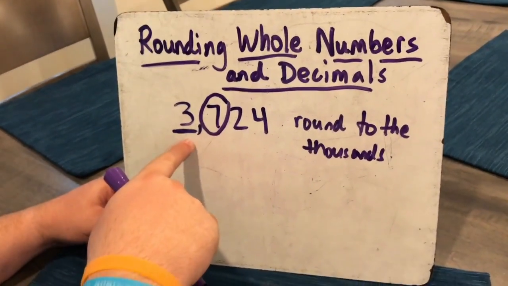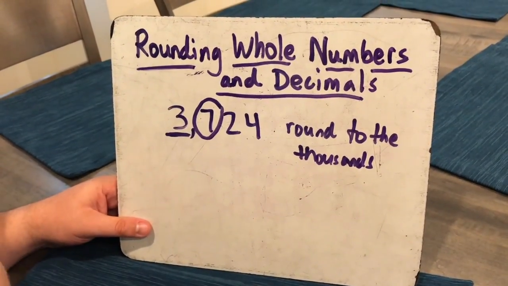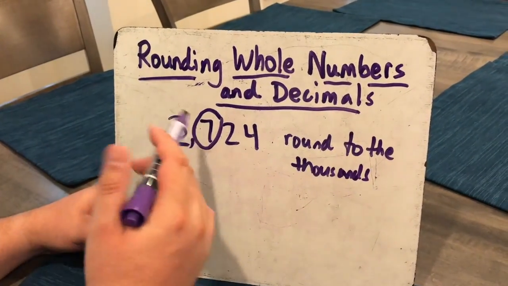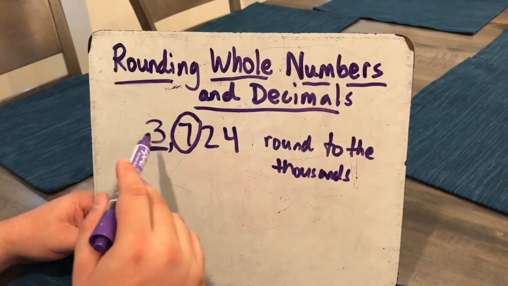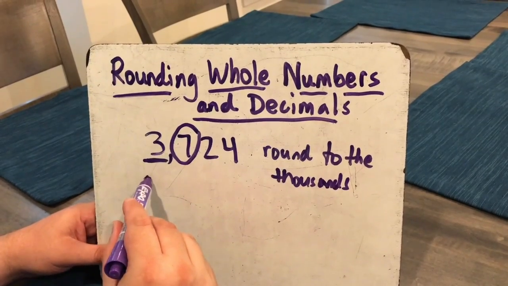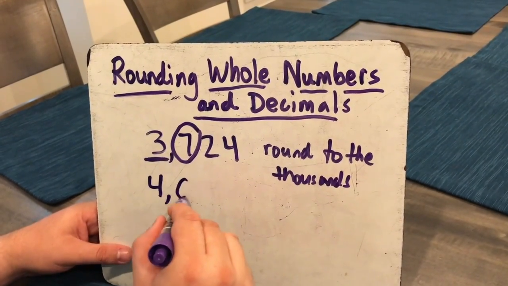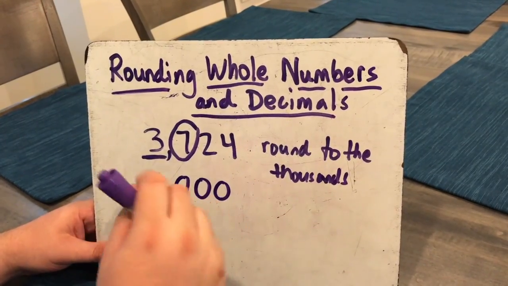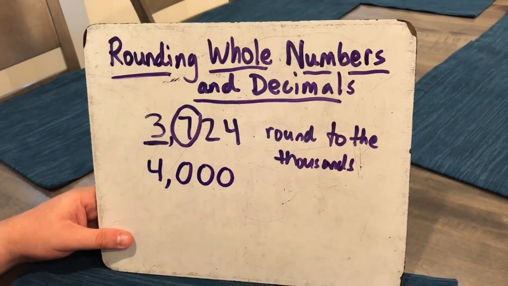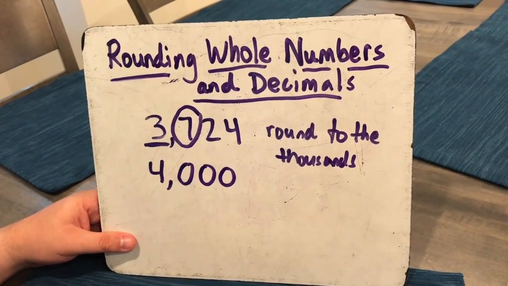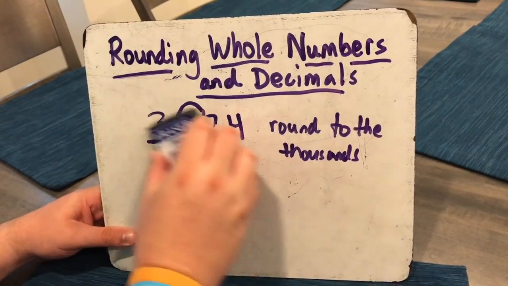So I've underlined the 3, I've circled the 7. 5 and above, give it a shove, 4 and below, let it go. 7 is bigger than 5, so that means this 3 is going to turn into a 4. So 3 turns into a 4, I put my comma, everything else turns into a 0. So if I round 3,724 to the thousands place, it's going to round to 4,000. Okay, let me do another couple examples.